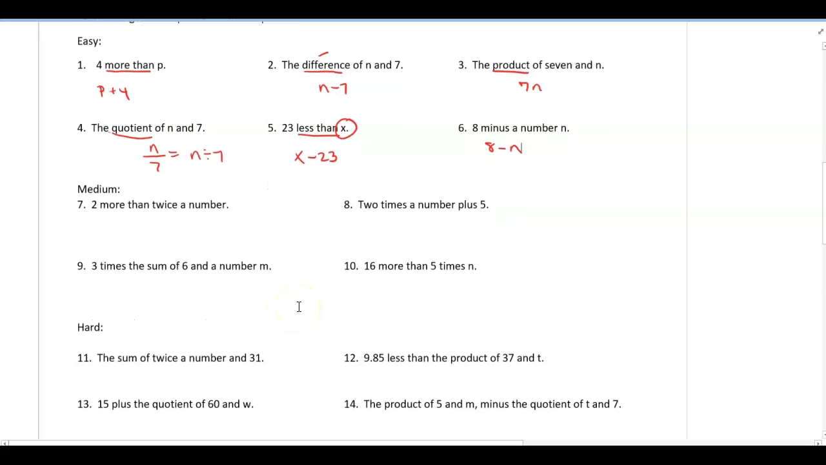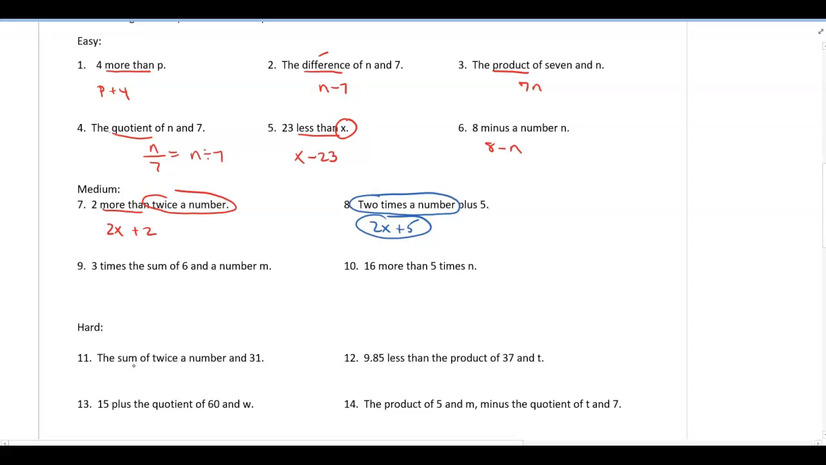Now, a little more difficult here. If we look at number 7, 2 more than twice a number. Well, what are we starting with? If we're 2 more than, what are we 2 more than? We're 2 more than twice a number. So that's what we're starting with. So if we call the number x, twice the number is 2 times x, right? And we're 2 more than that, so we're going to add 2. When we look at number 8, 2 times a number plus 5. So we have to do 2 times a number, that would be 2x. Plus 5 means we're going to add 5, and we are done.